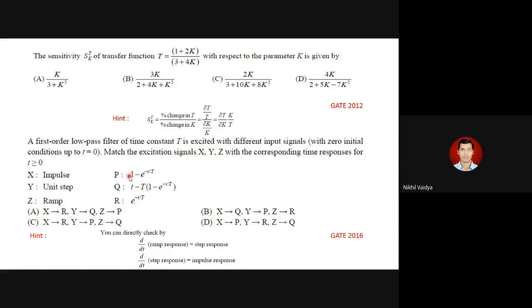And if we take the derivative of P, we will get R. So in this way, B is the correct answer. This is the simple trick to solve this particular question. Okay, so we will move ahead.